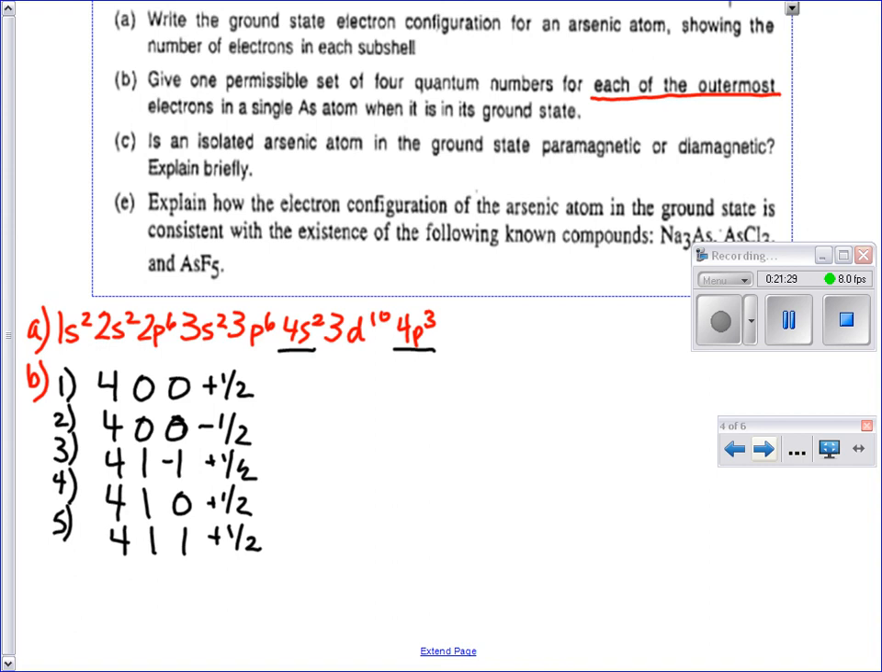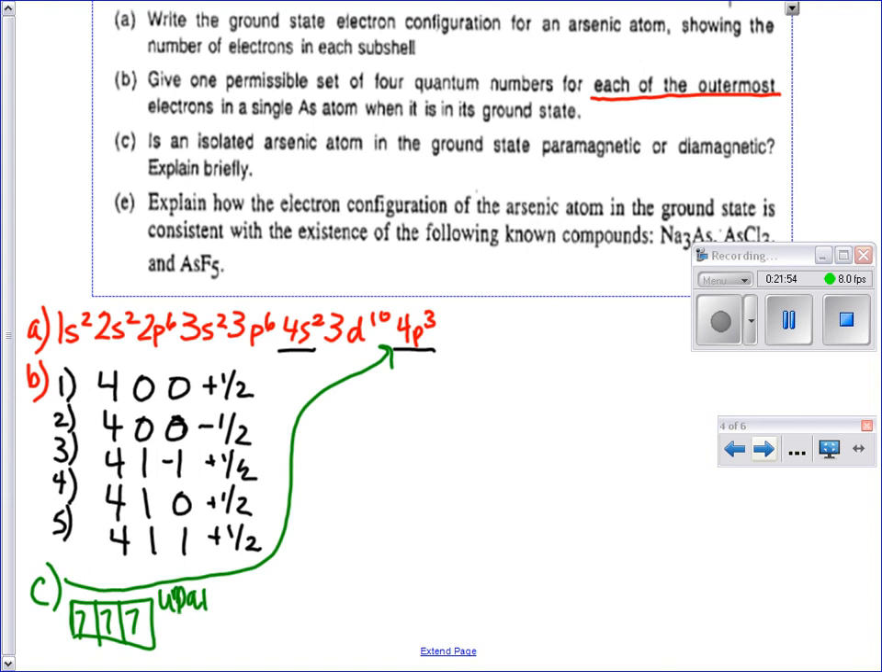C. Is an associated arsenic atom in the ground state paramagnetic or diamagnetic? Well, we have the electron configuration done. Looking here, what does that look like? How are those electrons placed in that p sublevel? Up, up, up. So we have unpaired electrons. So therefore it's paramagnetic. I don't know where D went. E.